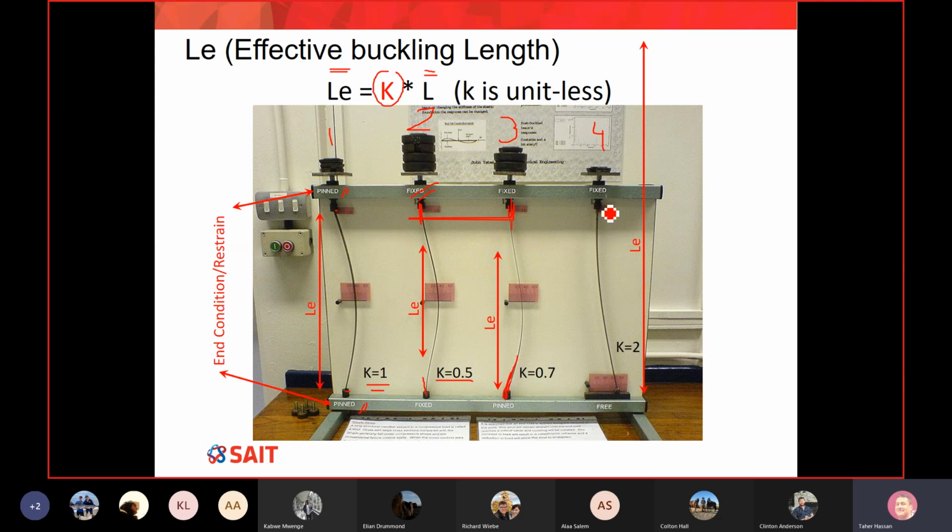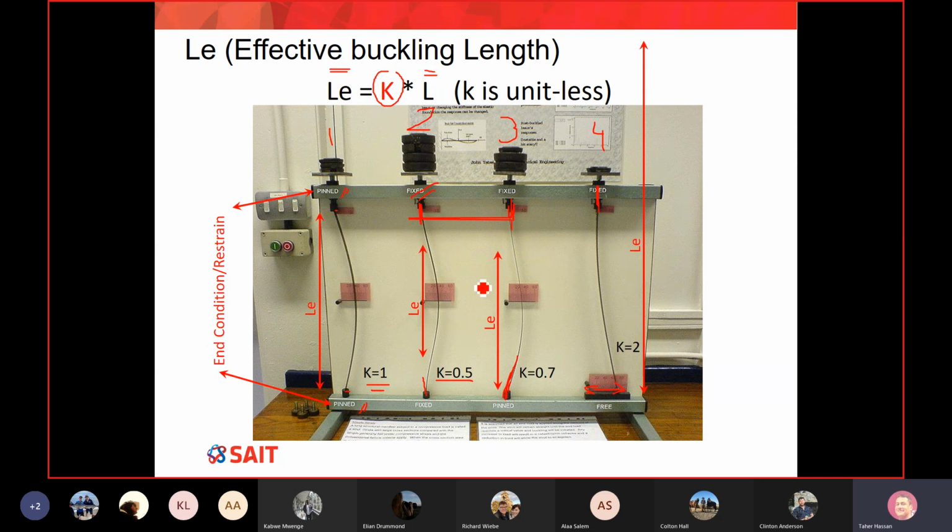The last one is kind of hard for you, number 4, it's kind of not easy. Number 4 is fixed from one end here, but the other side is completely free. It means not only rotation, but it can also move this way and this way. And in this case, your K is equal to 2. If you don't get this one, never mind. I'm really interested to teach you number 1, 2, and 3.